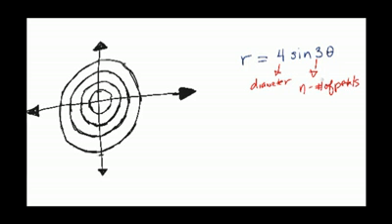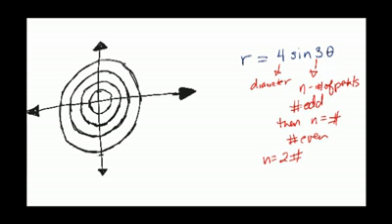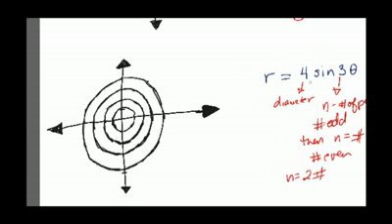And if this number here is odd, then n equals the number. But if the number is even, then 2 times the number is our n. Okay? So in this case we have 3 petals, and it's a diameter of 4.